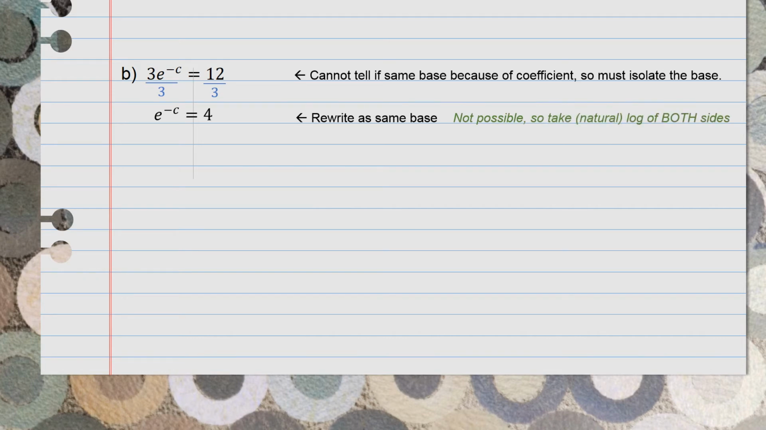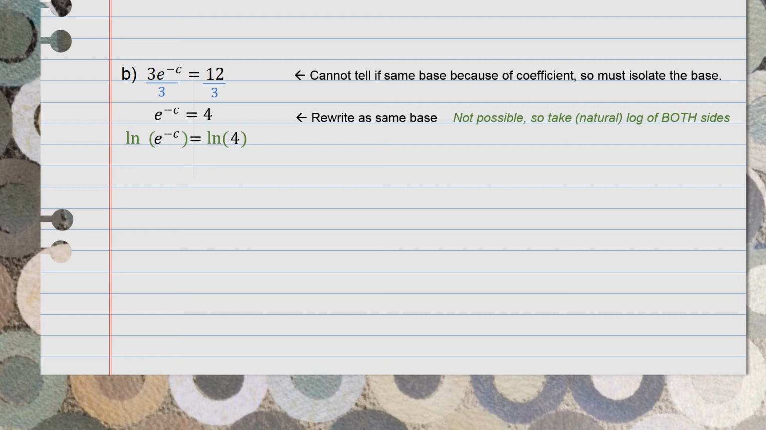Unfortunately, that's not possible, so we will need to take the natural log of both sides. The reason why we take the natural log and not the log is because there is an e involved. So we take the natural log of the left side and the right side, which now gives us natural log of e to the negative c equals natural log of 4.